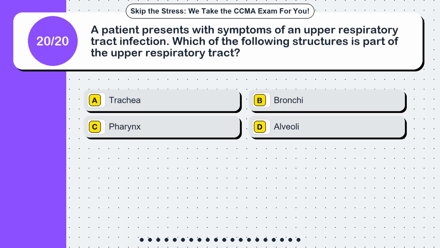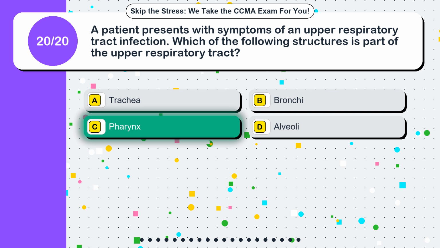Question 20. A patient presents with symptoms of an upper respiratory tract infection. Which of the following structures is part of the upper respiratory tract? Option A. Trachea. Option B. Bronchi. Option C. Pharynx. Option D. Alveoli. The correct answer is option C.